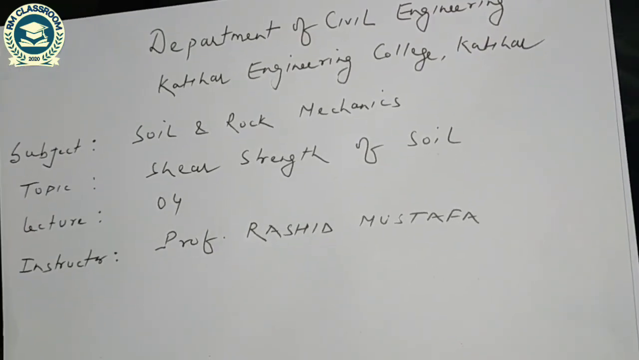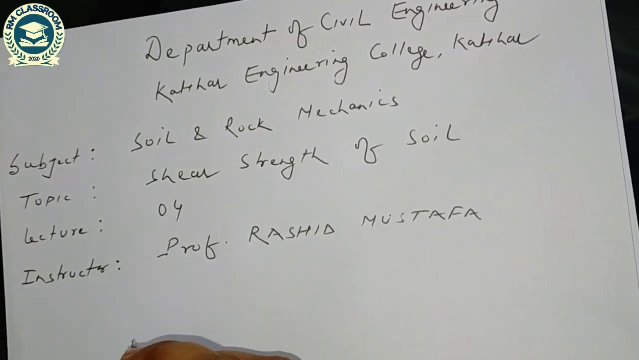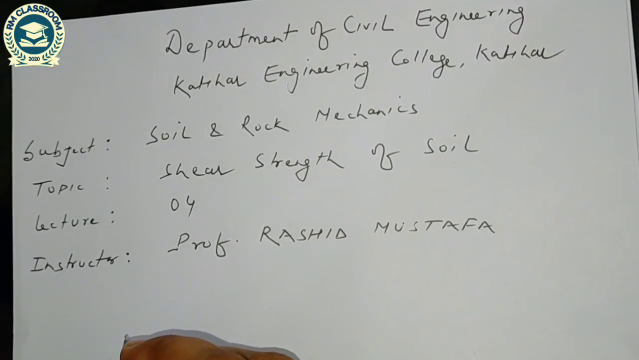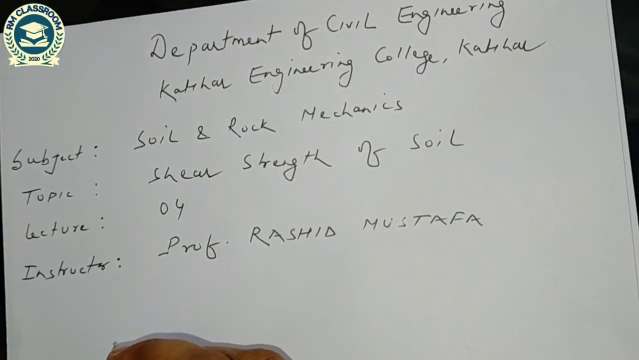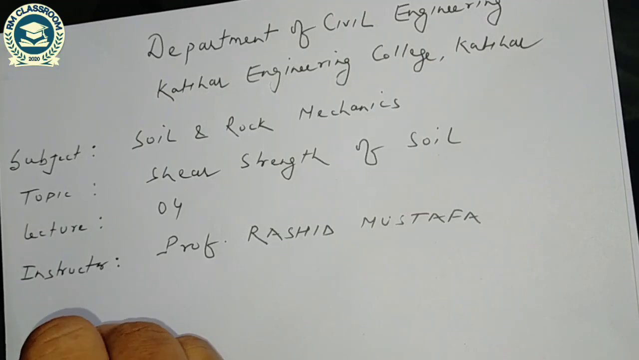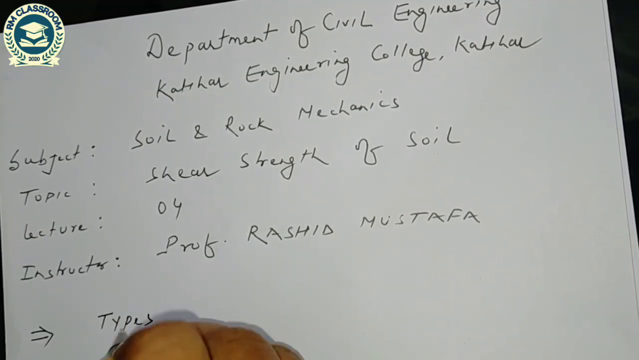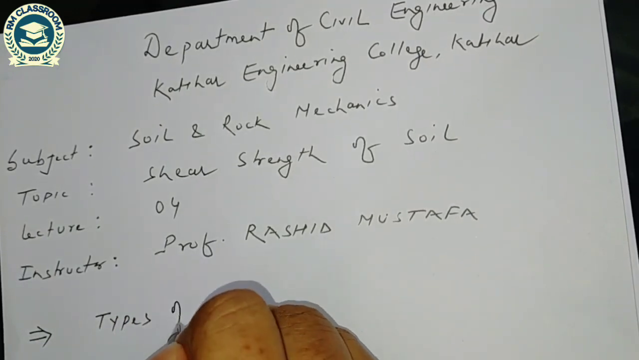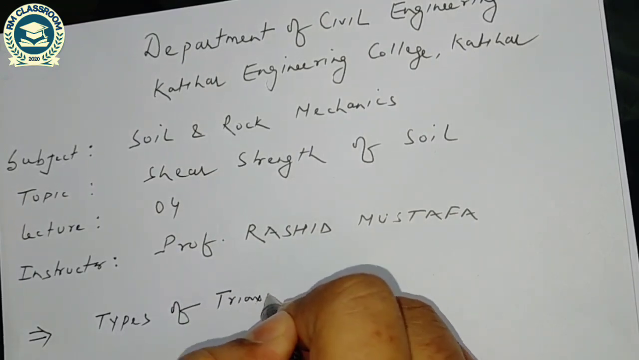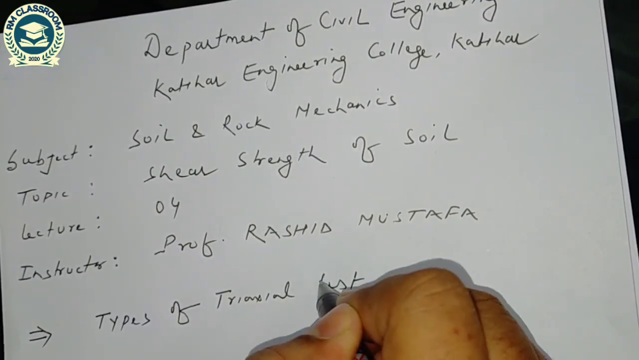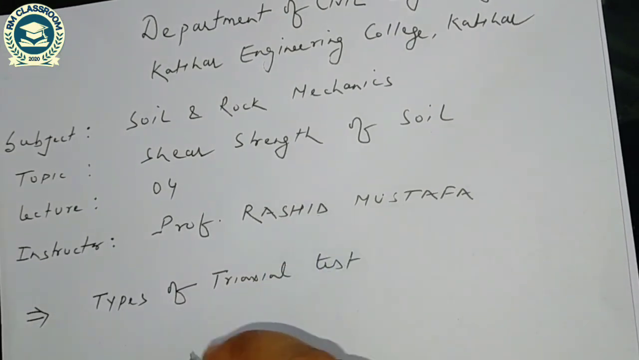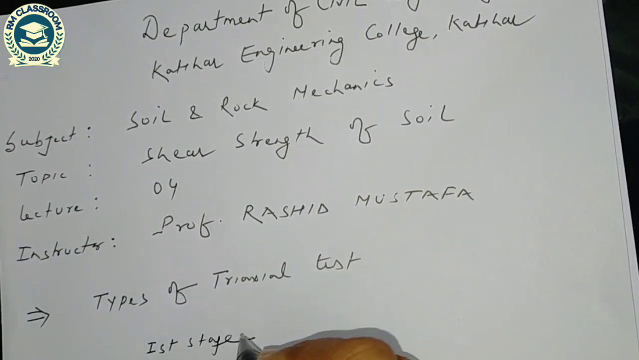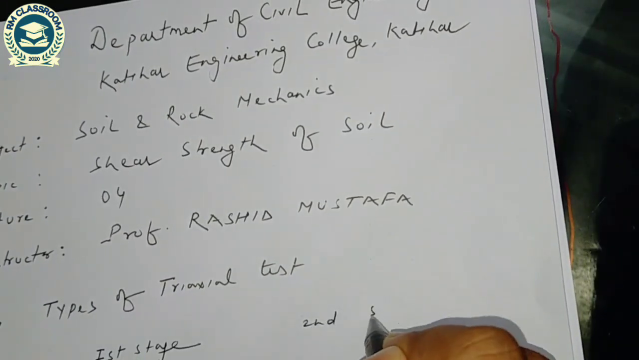So in all these 3 types of triaxial test, how do we compute the effective stress in terms of cell pressure and deviator stress? Firstly I will write the types of triaxial test. As I told you, the triaxial test is performed in 2 stages, first stage and second stage.